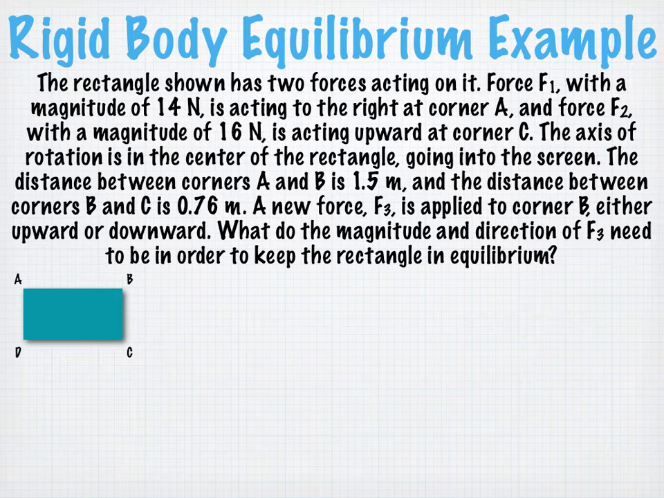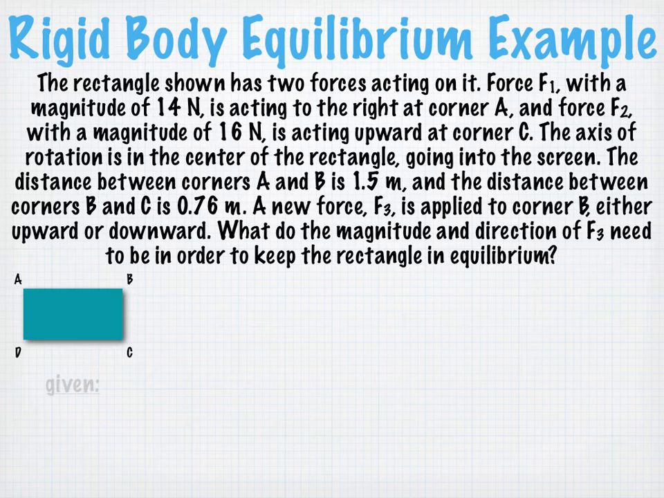The distance between corners A and B is 1.5 meters, and the distance between corners B and C is 0.76 meters. A new force, F3, is applied to corner B, either upward or downward. What do the magnitude and direction of F3 need to be in order to keep the rectangle in equilibrium?